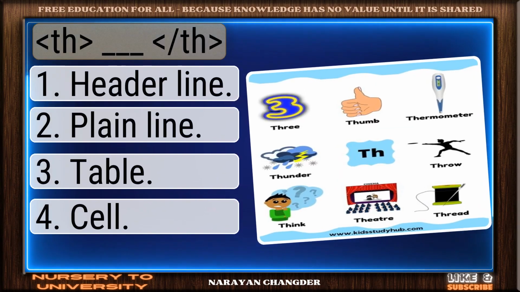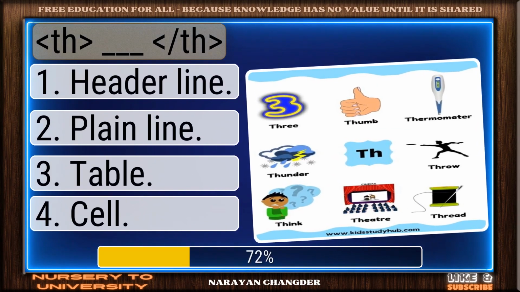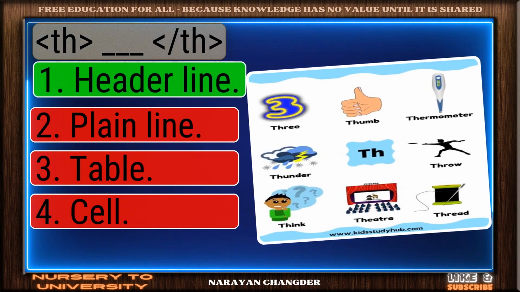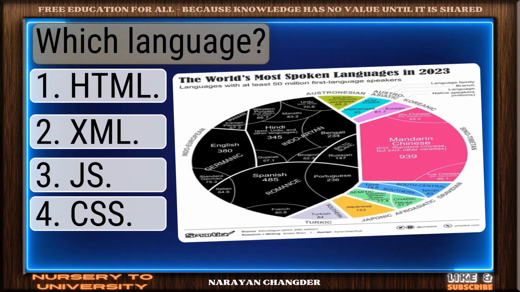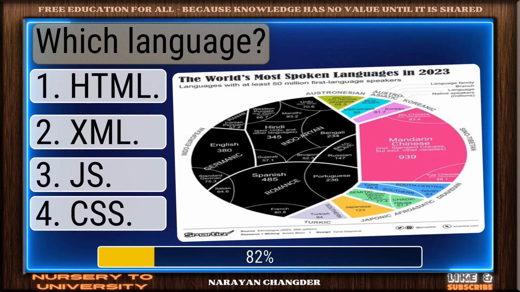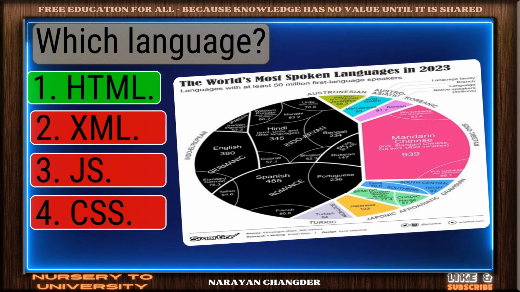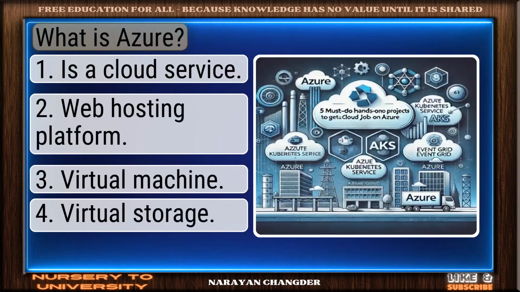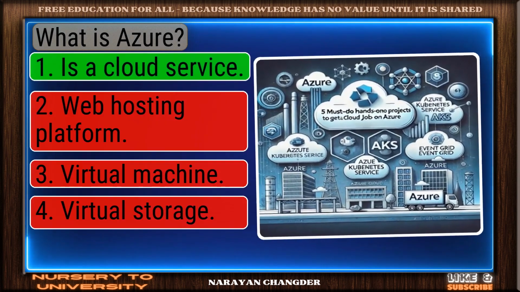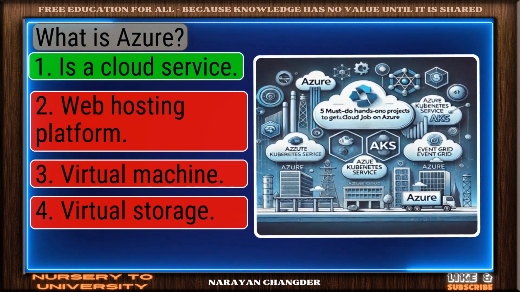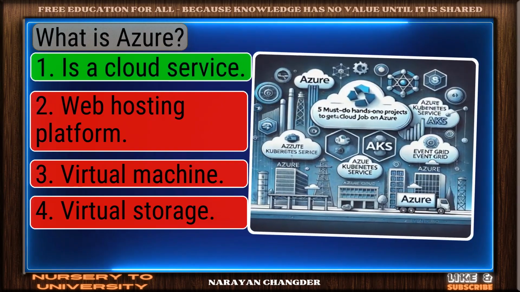The dash tag. Well done. Header line is the right choice. Which language? You chose HTML, and it is correct. What is Azure? Well reasoned. Is a cloud service is the correct choice.